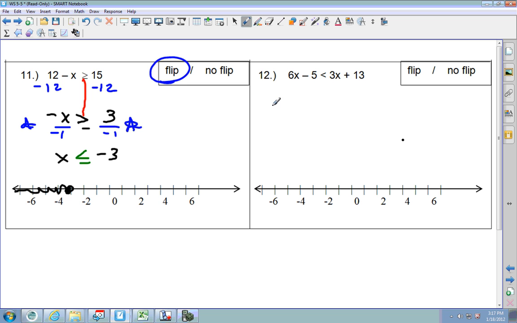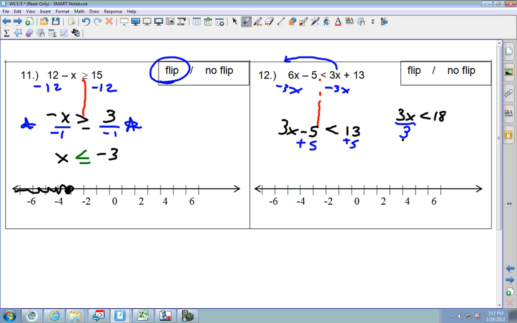Next one. Right here, I've got x's on both sides. I need to move my x's to the left, so I'm going to subtract 3x from each side. 6x minus 3x is 3x, minus 5 is less than 13. I'm going to add 5 to each side. 3x is less than 18. Divide by 3. Now, do I flip the sign? No, I do not, because I am not dividing by a negative, so it stays x is less than 6.